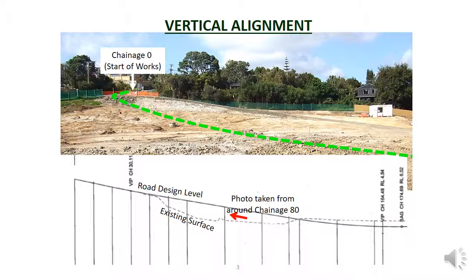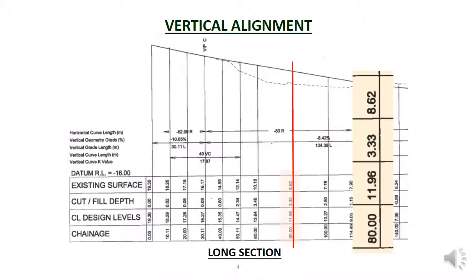Here is a photo of the site before the earthworks were taken. You can see the steep slope drop down to a flatter area where the photo is taken from. This green line shows the approximate alignment of the road. From the long section, you can see that the photo was taken in an area that will be filled to bring it up to the design level. Back to the long section.